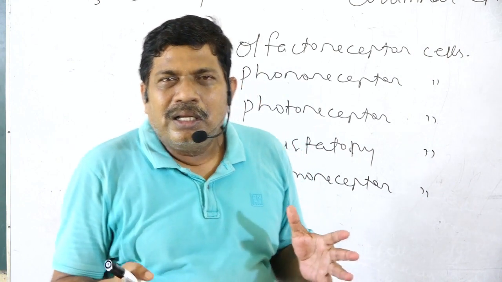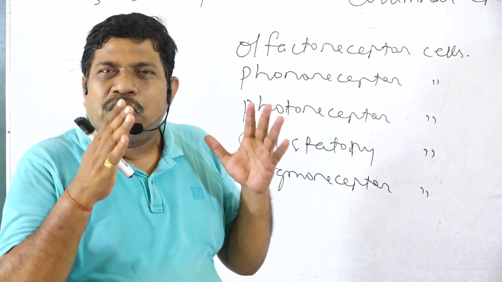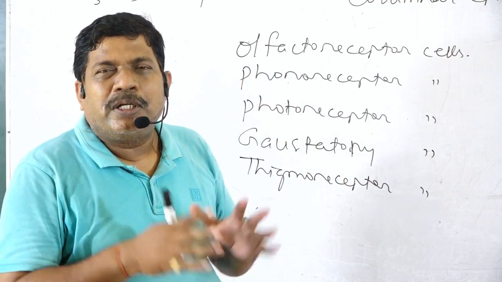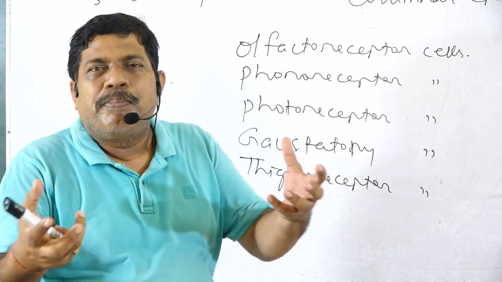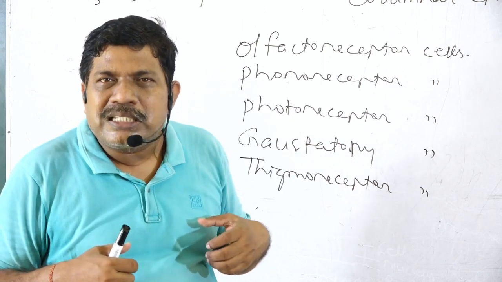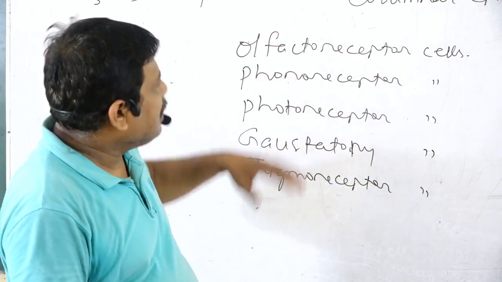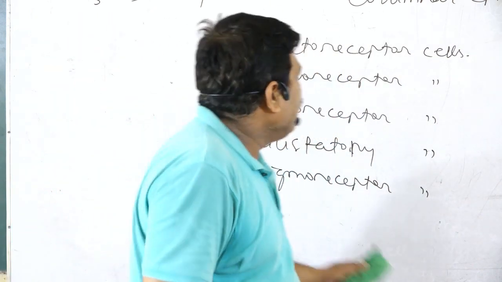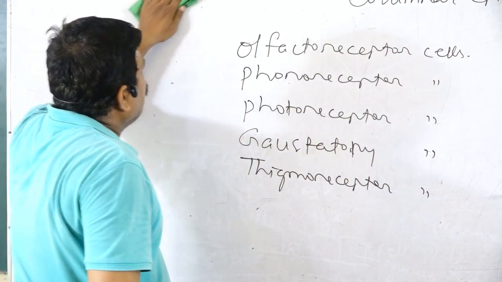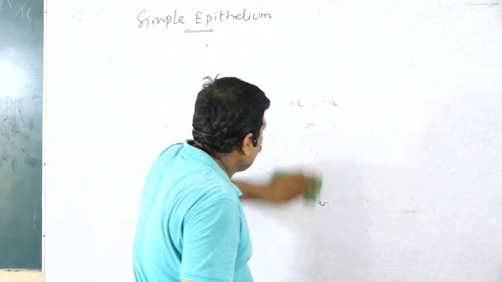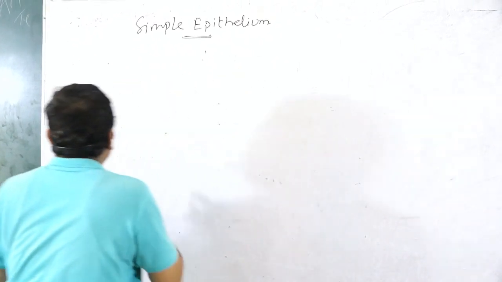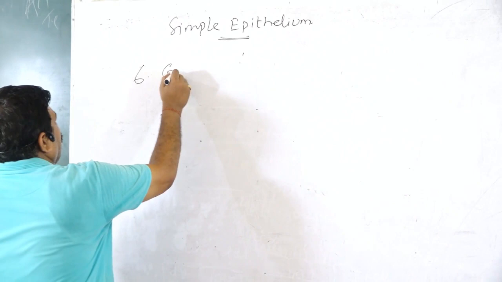So basically columnar epithelium present at various sense organs for receiving different stimuli is called sensory epithelium. Next, that is germinal epithelium. Number 6, germinal epithelium.